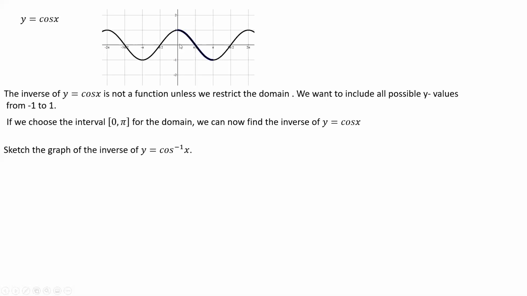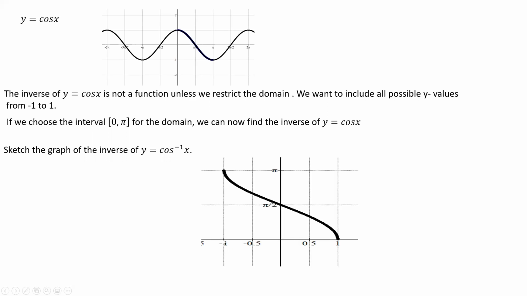Find some key points and swap the x and y. 0, 1 will become 1, 0. Pi over 2, 0 will become 0, pi over 2. And pi, negative 1 will become negative 1, pi. There's our negative 1, pi; 0, pi over 2; and 1, 0.